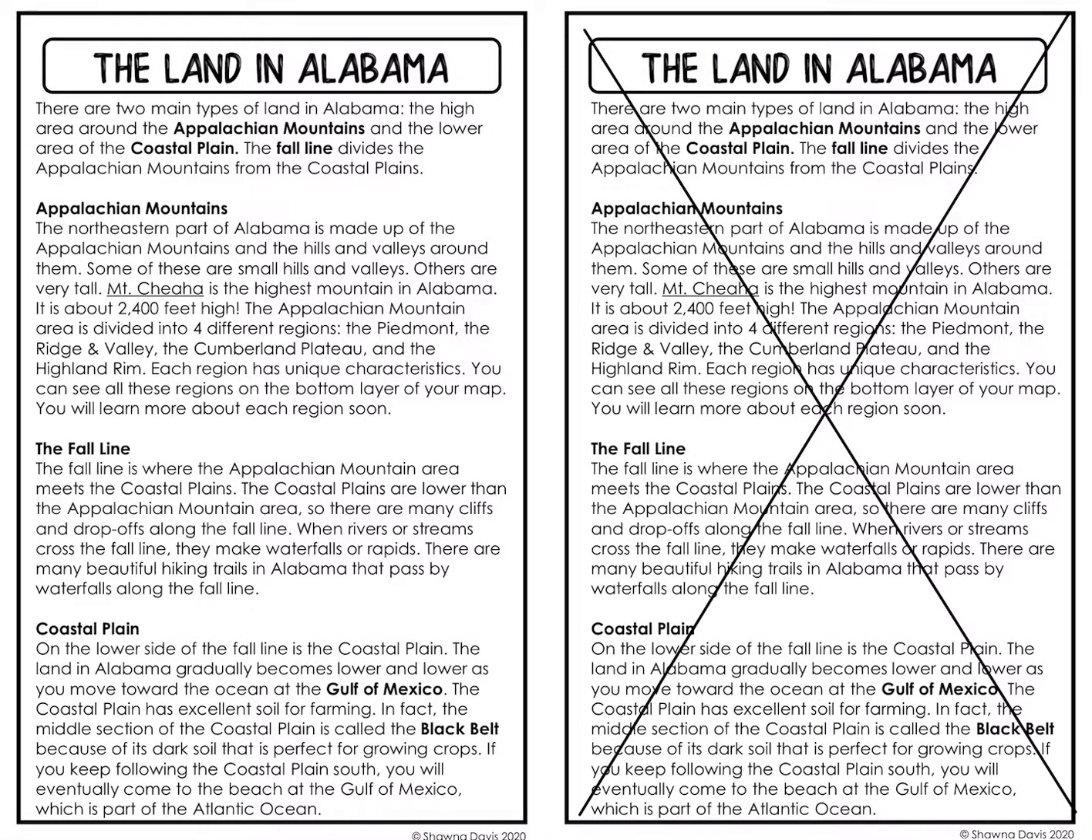All right, so the area is divided into the Piedmont, the Ridge, the Cumberland Plateau, and the Highland Rim. Each region has, okay, unique characteristics. You can see them all in this region. Okay, so now let's look at the fall line. The fall line is where the Appalachian Mountain area meets the coastal plains. The coastal plains are lower than the Appalachian Mountain area, so there are many cliffs and drop-offs along the fall line. When rivers or streams cross the fall line, they make waterfalls or rapids. There are many beautiful hiking trails in Alabama that pass waterfalls.